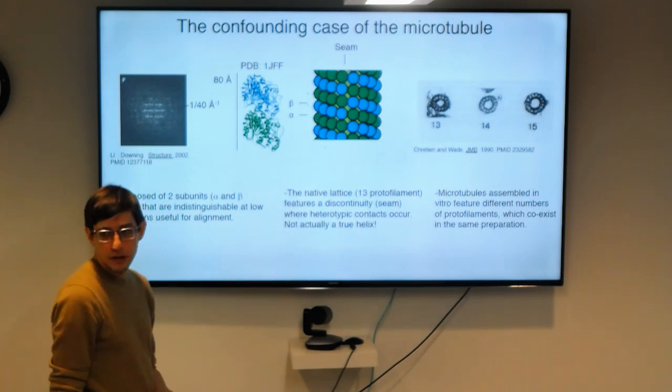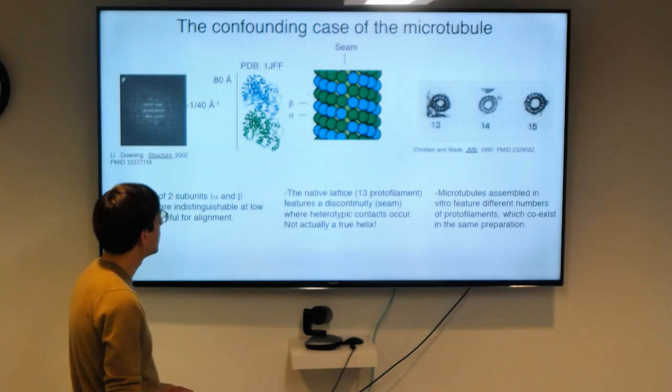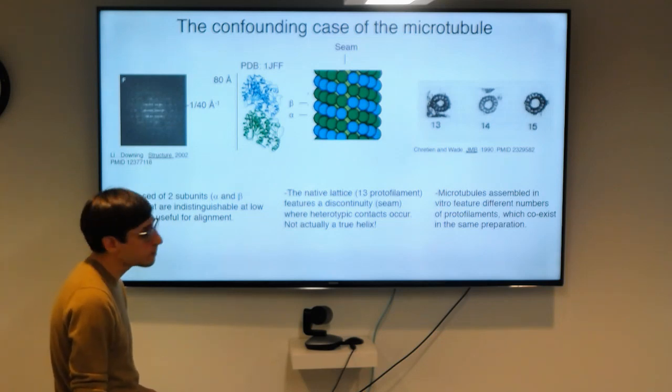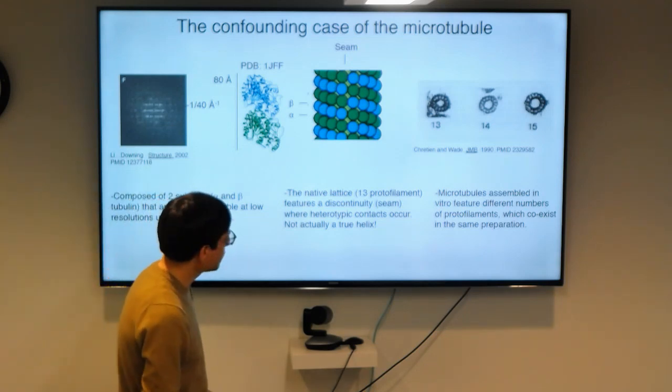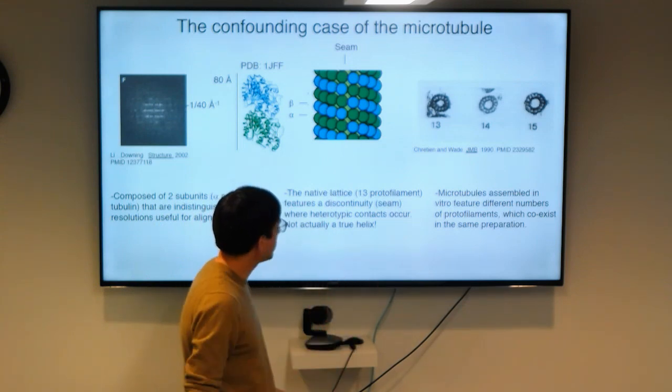If you were somehow able to tell these two things apart, you'd also have to find where this discontinuity exists in every single image of microtubules you want to combine together to form a nice high-resolution 3D reconstruction. And then the final problem with microtubules is that when you polymerize them in vitro, you don't just get this 13 protofilament type.